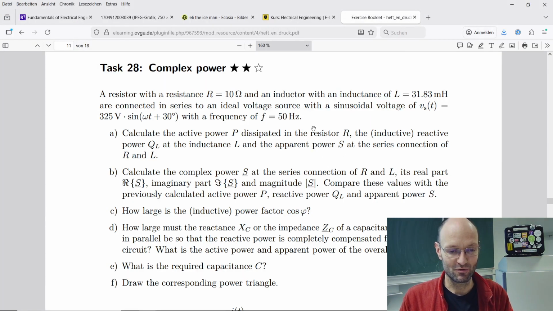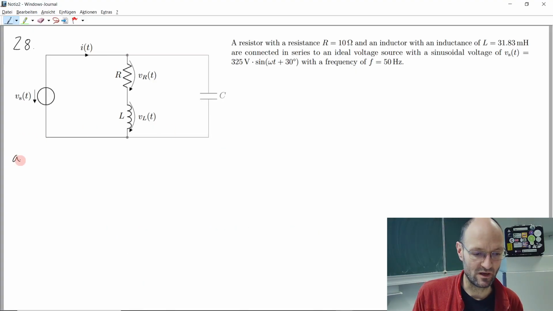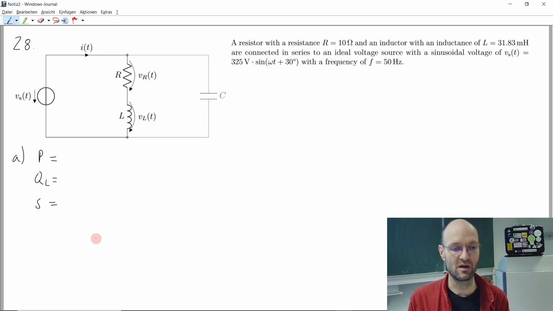And so the first task is, we should calculate the active power dissipated in the resistor, calculate the reactive power that is dissipated or that happens in the inductor, at the inductance L, and the apparent power of the total series connection. So I will write this here in short. What we would like to know is P, Q_L, and the apparent power S.